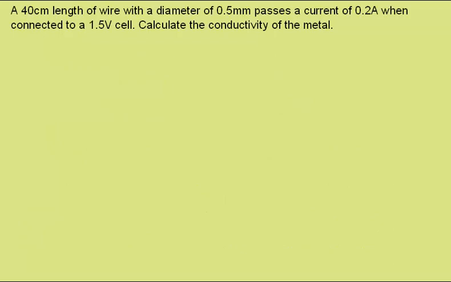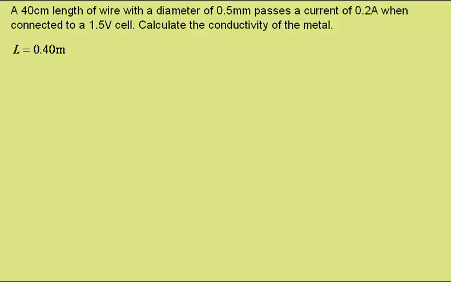Now I'm going to look at the same example that appears on the resistivity video, but in terms of conductivity. A 40 centimeter length of wire with a diameter of 0.5 millimeters passes a current of 0.2 amps when connected to a 1.5 volt cell. Calculate the conductivity of the metal.